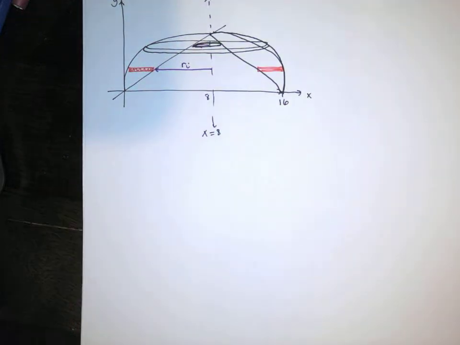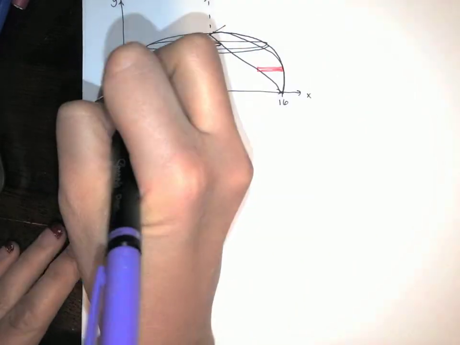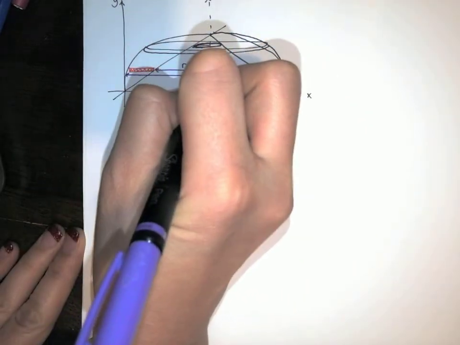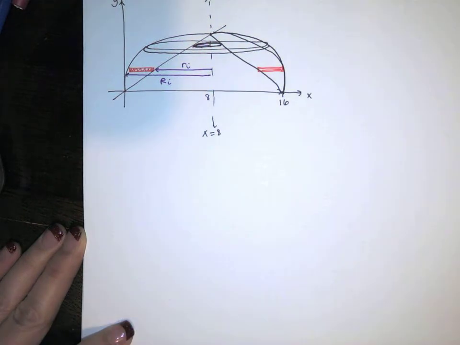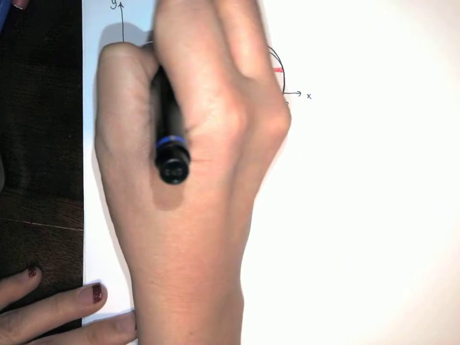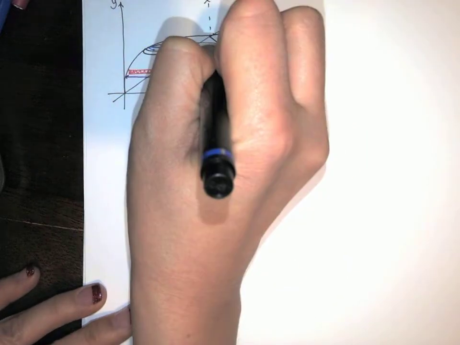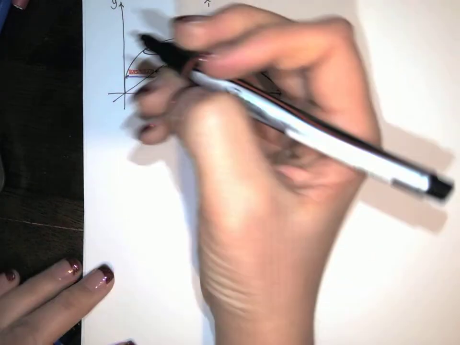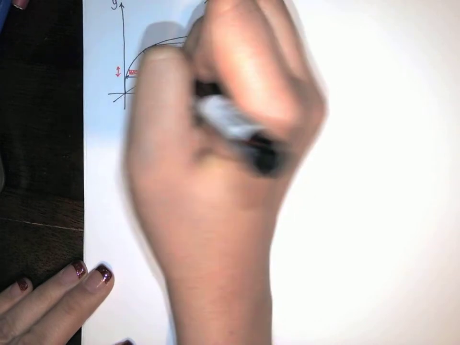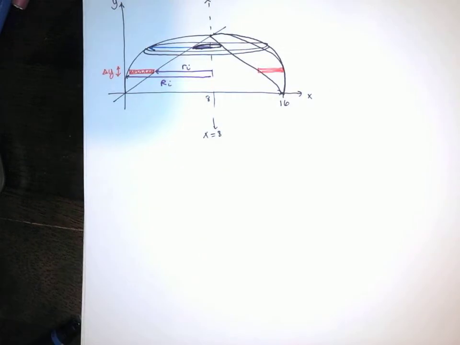And the outer radius goes all the way out to the outer edge of that rectangle. The outer radius in this picture, I'm going to use the blue, goes from the axis all the way out to there. And we want both of those radii in terms of y, because that width is delta y.